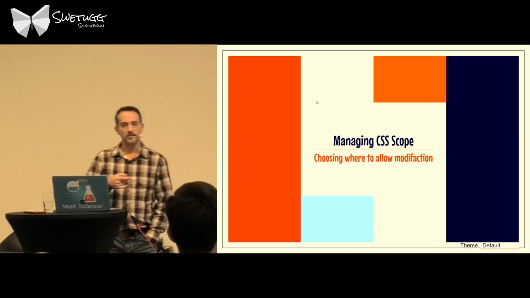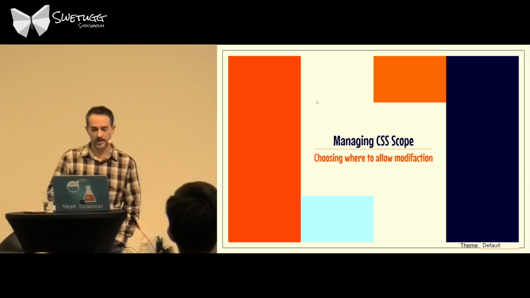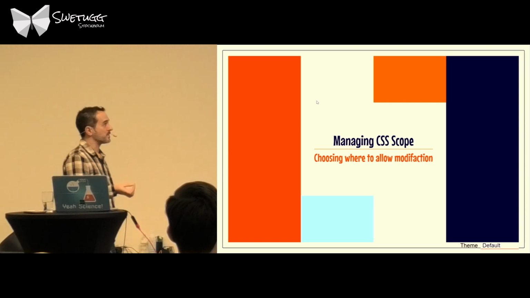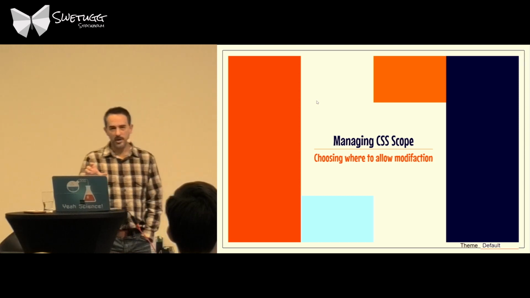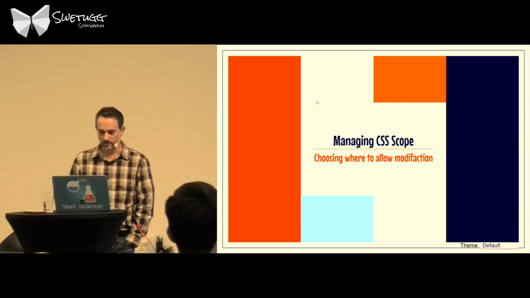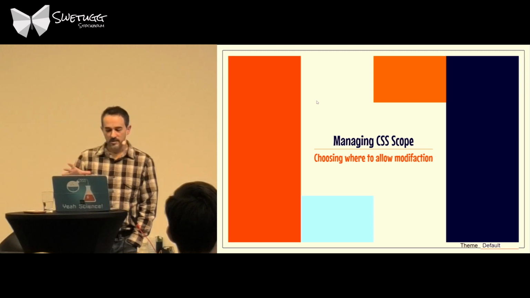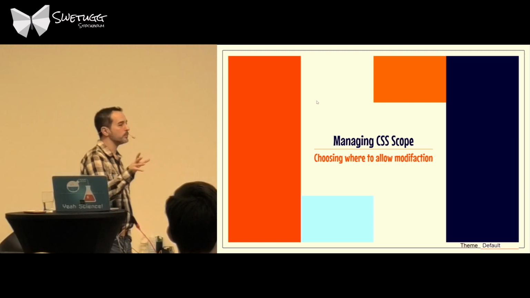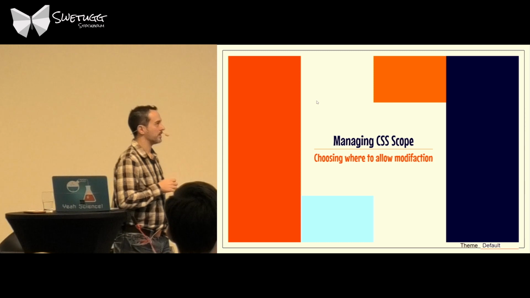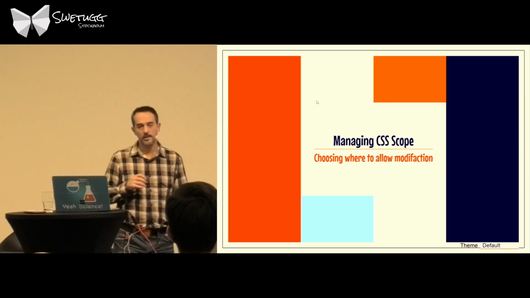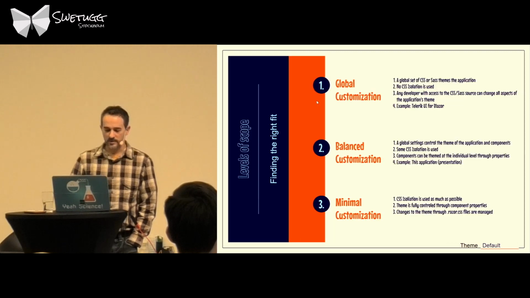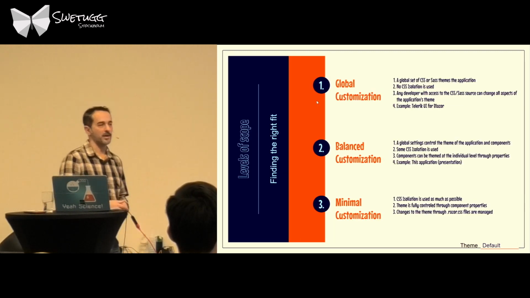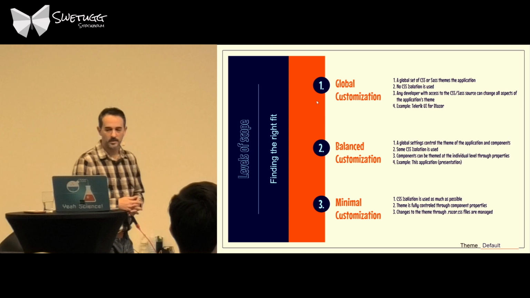CSS is great for managing the theme of your entire application. CSS Isolation is great for managing a component's very specific CSS code. Let's talk about how to choose where to put our CSS code, how to manage the scope of the CSS for our components. So this is going to choose where people are allowed to modify the theme of our components.